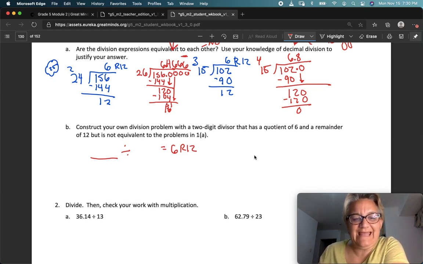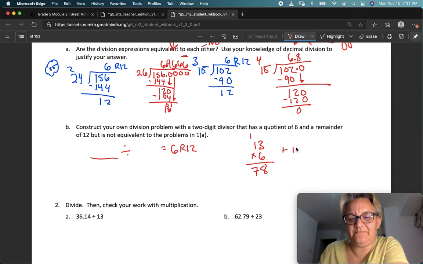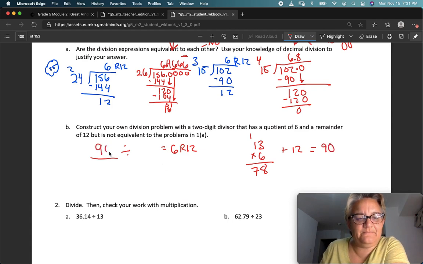So let's take any number bigger than 12. How about 13? 13 times 6 is 78, plus 12 equals 90. So if I have 90 divided by 13, I will get 6 remainder 12.